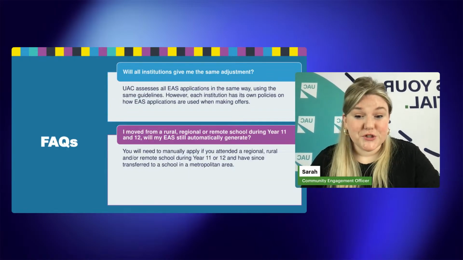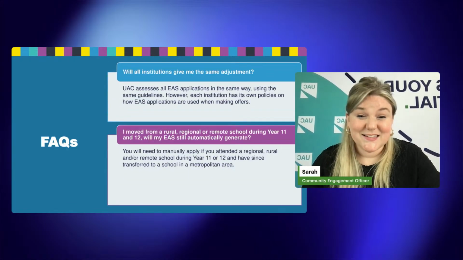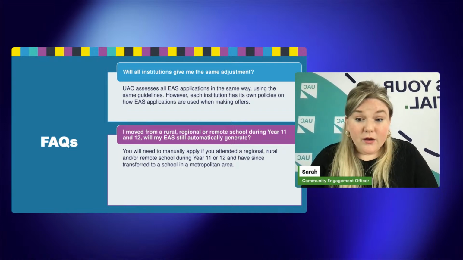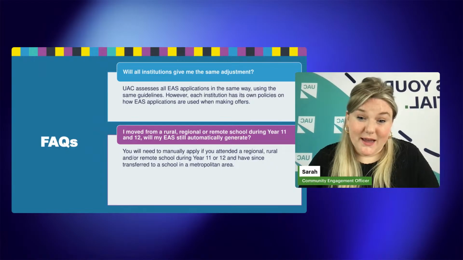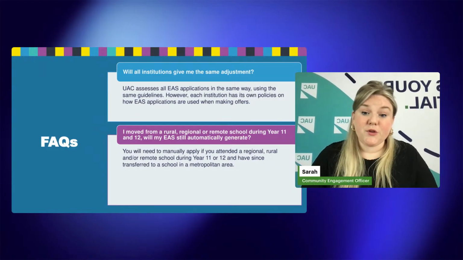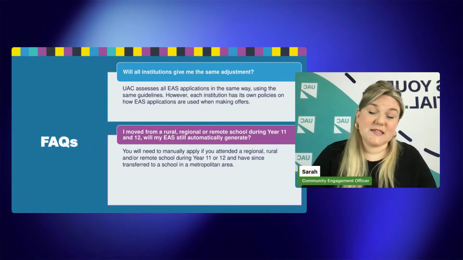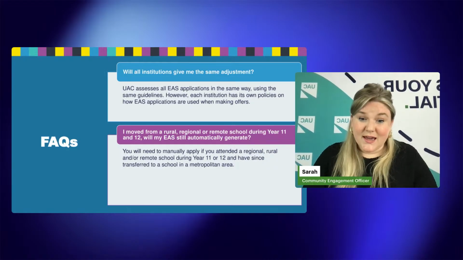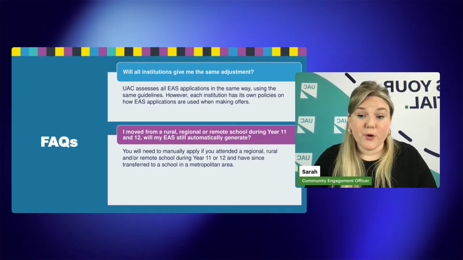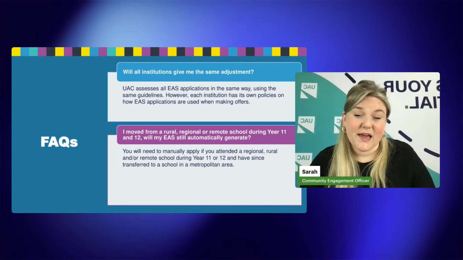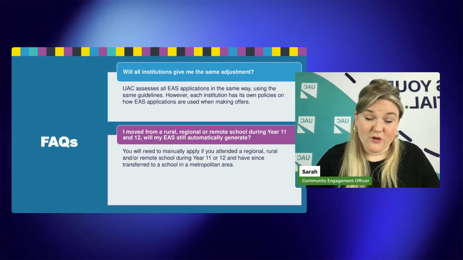Will all institutions give me the same adjustment? This is a question that we get a lot, okay? UAC assesses all EAS applications in the same way, using the same guidelines and the same criteria. However, each institution has its own policy on how EAS applications are used when making offers.